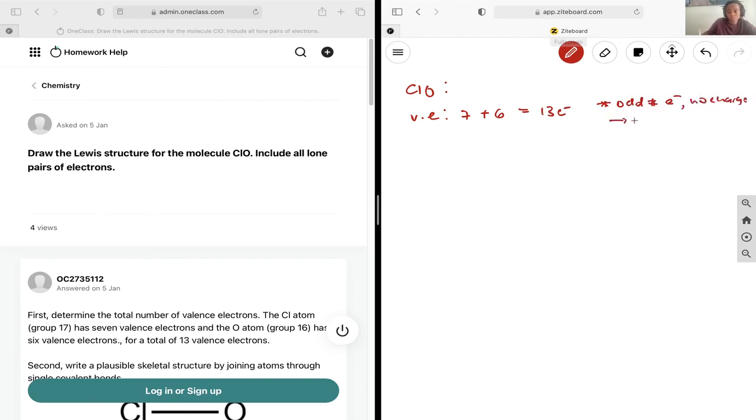This would imply that we're going to have radicals. And these are just going to be single electrons, which are typically unstable, and so you don't see them that often.